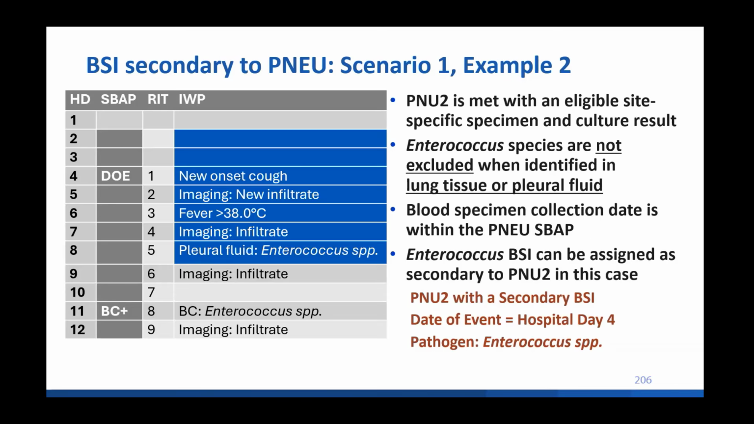In this example, Enterococcus species is identified from pleural fluid, which can be used to meet pneumonia 2. Remember, Enterococcus species are not excluded from pneumonia when identified from pleural fluid or lung tissue. And the BSI with a matching pathogen and a collection date in the secondary BSI attribution period can be assigned as a secondary BSI to pneumonia 2 in this scenario. And the determination is a pneumonia 2 with a secondary BSI with Enterococcus species as the pathogen.